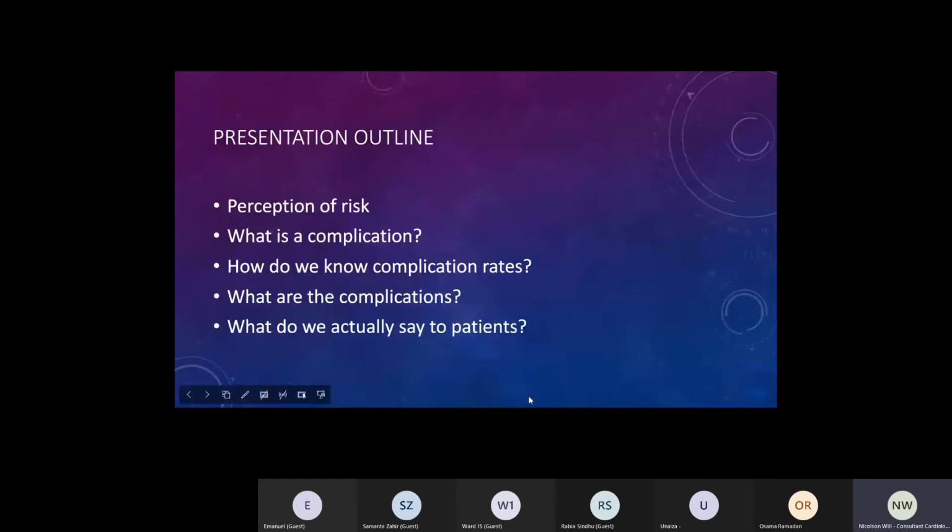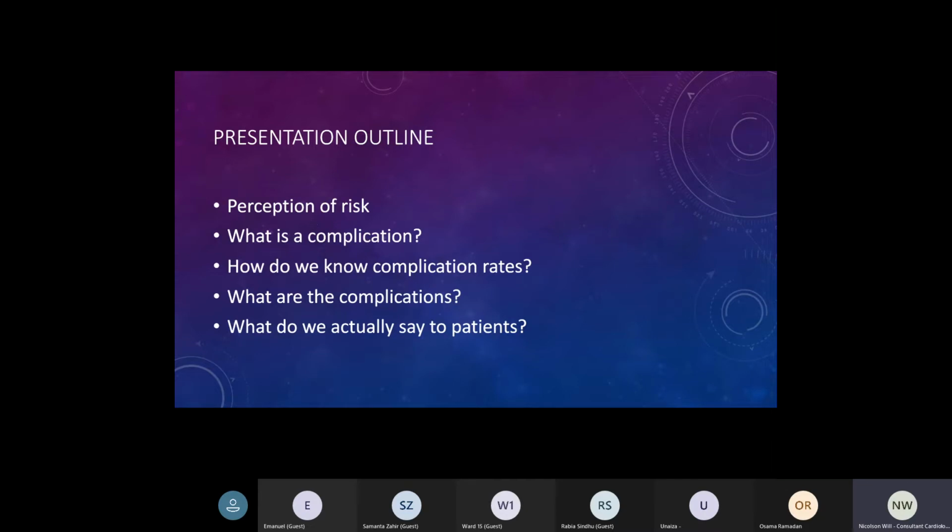Good. So let's move on now to think a bit more about consent and complications. And I want to start off by talking about what people perceive as risk.